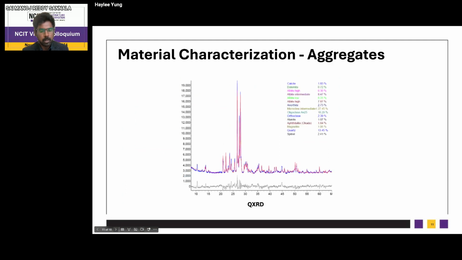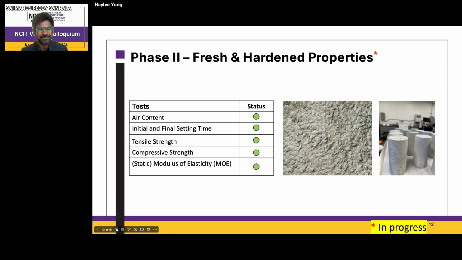Yeah, this is the XRD for the aggregate, where it clearly gives a view of what type of mineral is predominant in this aggregate, and how it is going to influence the durability of the concrete through the lifespan of the bridge. Next slide.